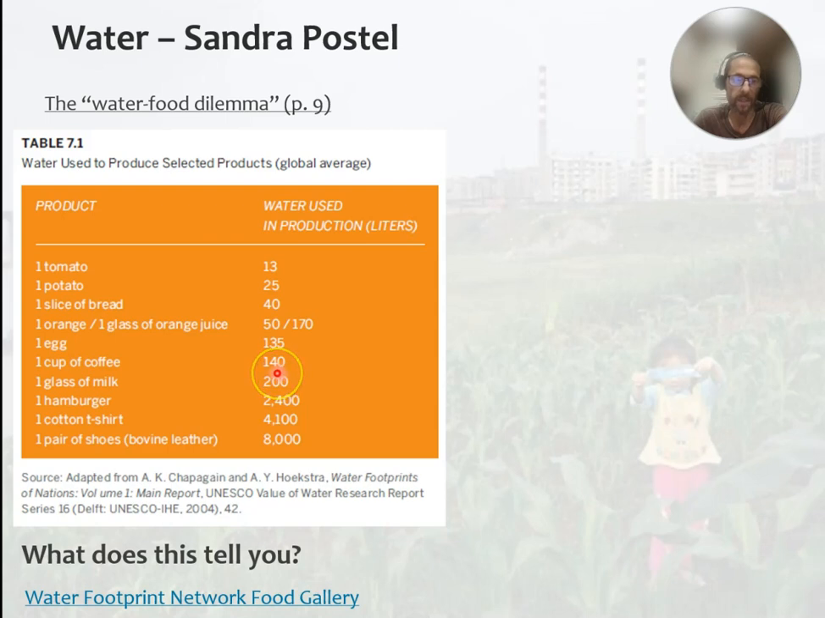The cup of coffee, obviously, that's not to make the coffee in your thermos. That's to actually grow the coffee. That's a milk, hamburger. So beef is, I think, one of the most, if not the most, water intensive foods that you can eat. Let's look at the hamburger real quick. Think about what is using all of that water. Is it the cows drinking a bunch of water? The problem is not the water that the cow personally consumes. It's all of the feed that is grown to feed cattle.